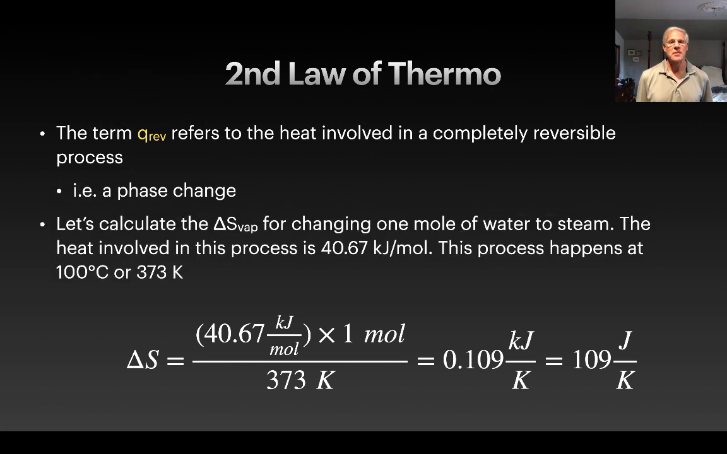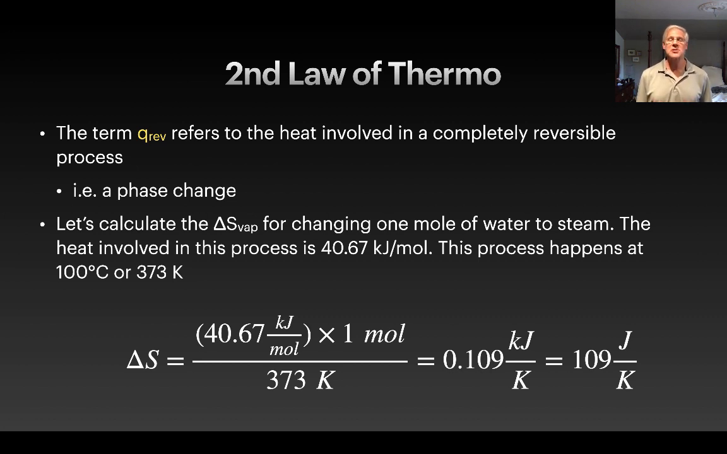Let's look at something just like this. Phase change. Here we want to calculate the delta S of vaporization. So we just have delta S vap. It just tells us what kind of process we have. So we want to change 1 mole of liquid water to 1 mole of water gas, or steam. The heat involved in this process is 40.67 kilojoules per mole when we are at 100 degrees Celsius. We can have that process take place at other temperatures, so we always have to state what the temperature is. Otherwise, we don't have T for our equation. So we have 40.67 kilojoules per mole at 100 degrees Celsius.